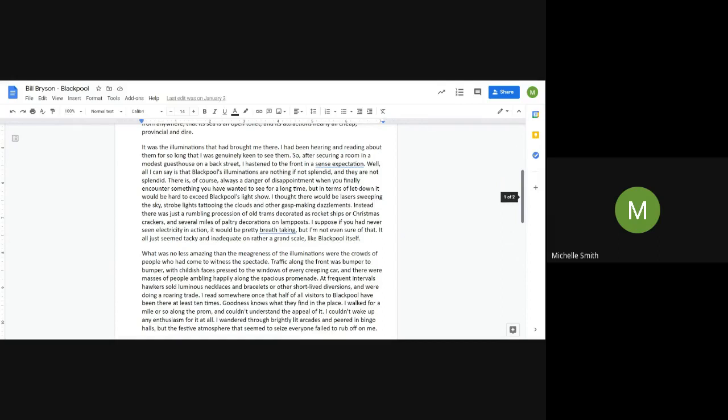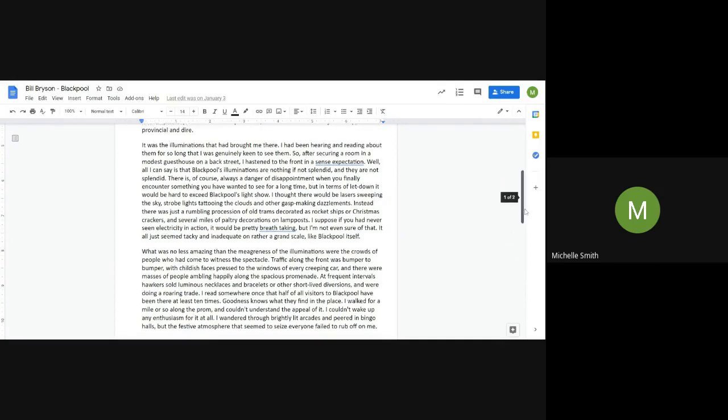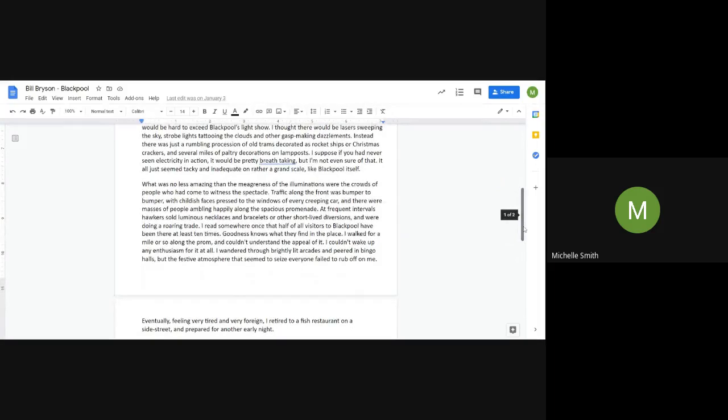What was no less amazing than the meagreness of the illuminations were the crowds of people who had come to witness the spectacle. Traffic along the front was bumper to bumper, with childish faces pressed to the windows of every creeping car, and there were masses of people ambling happily along the spacious promenade. At frequent intervals, hawkers sold luminous necklaces and bracelets or other short-lived diversions, and were doing a roaring trade.